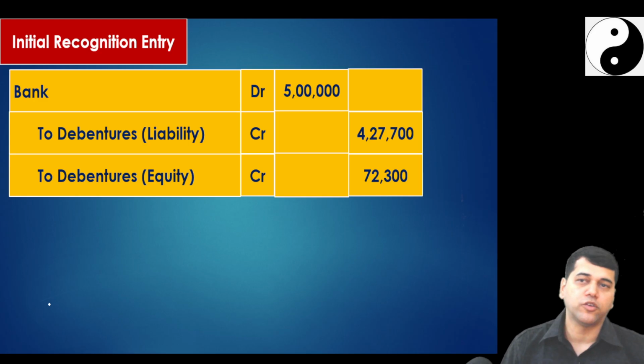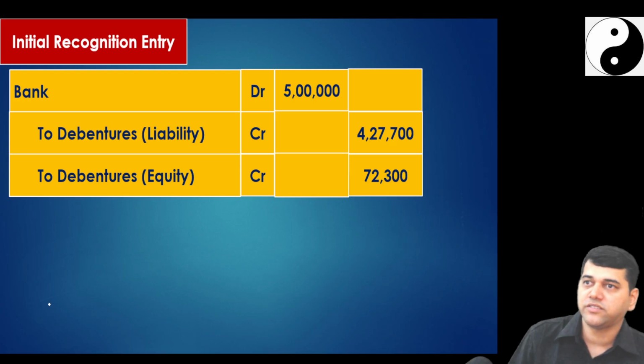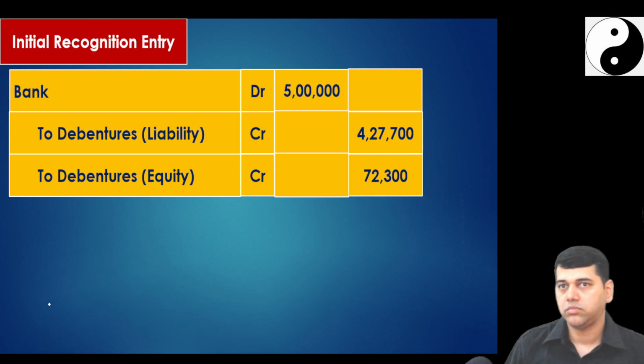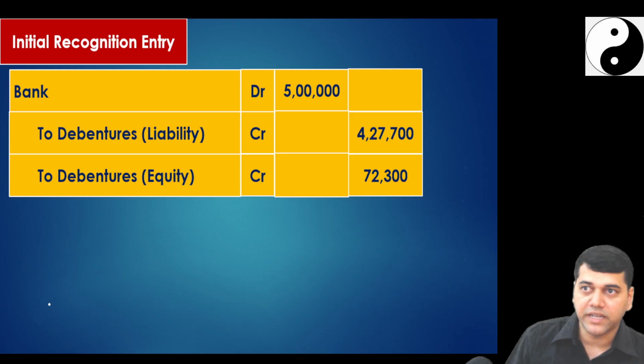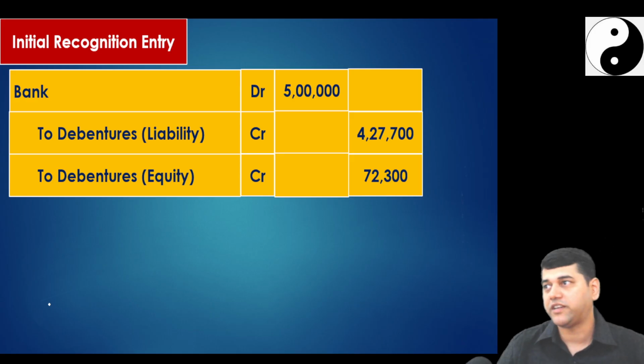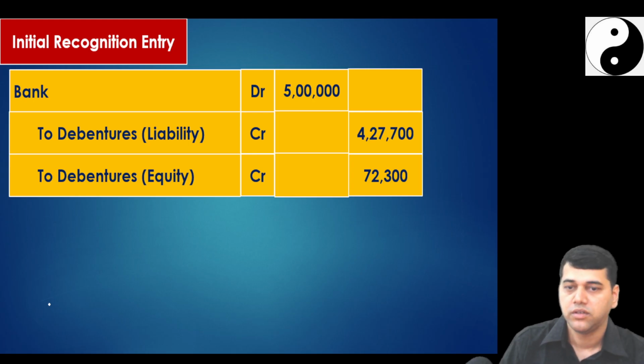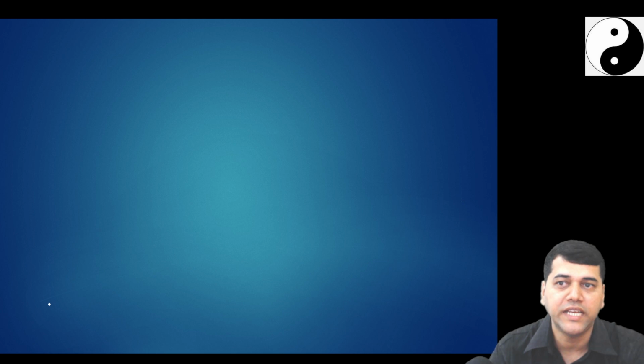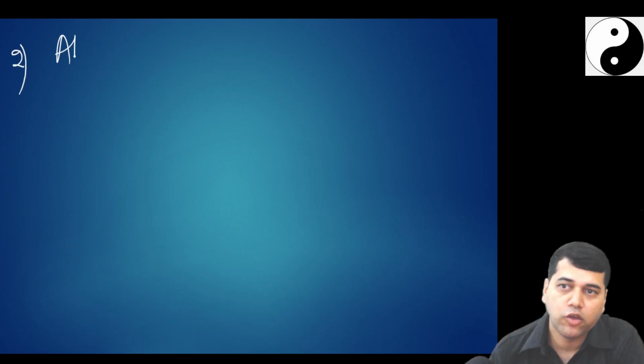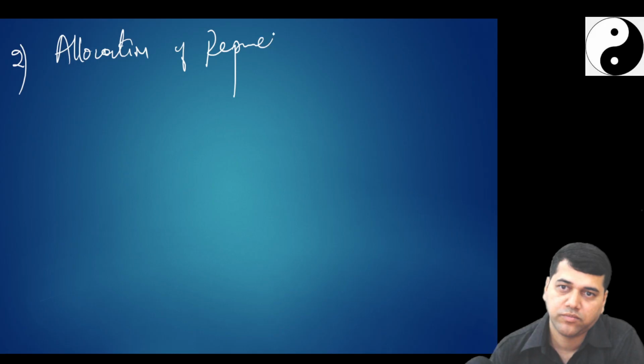Now, what is the second part of the question? Did they ask me a stream of entries? No. Be careful in the exam. Did they ask me the subsequent entries? Prepare a schedule of entries? Nothing. They simply ask me, what is my entry on the redemption? Can I pass the entry straight away? No. I need an allocation. Correct? So, write second, allocation of repurchase price.